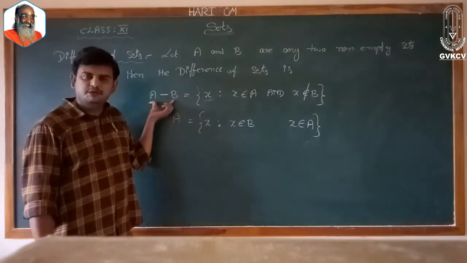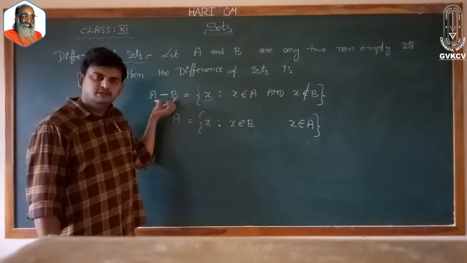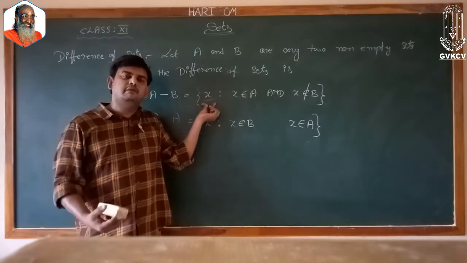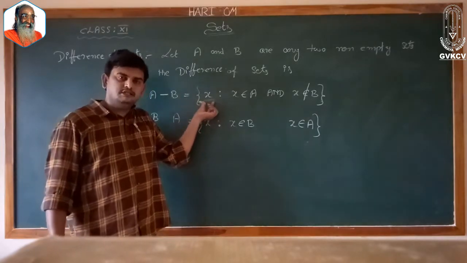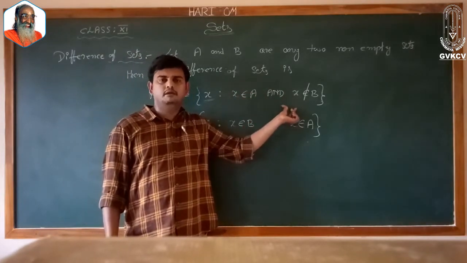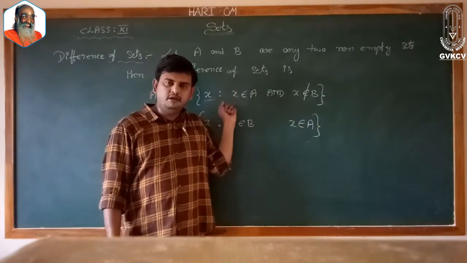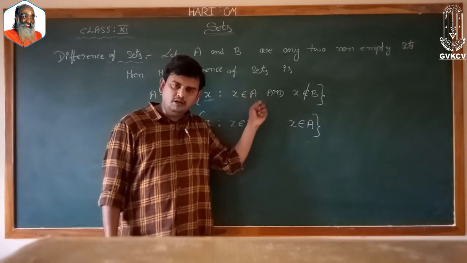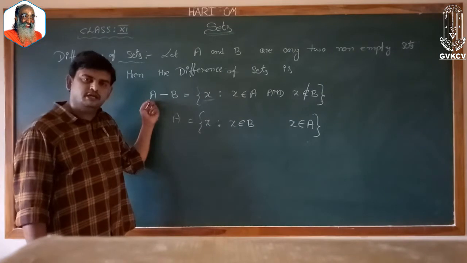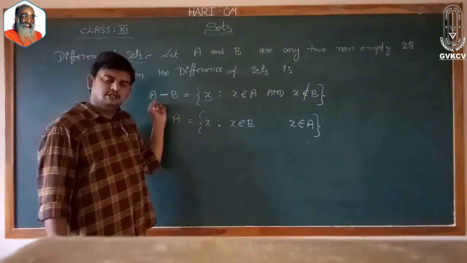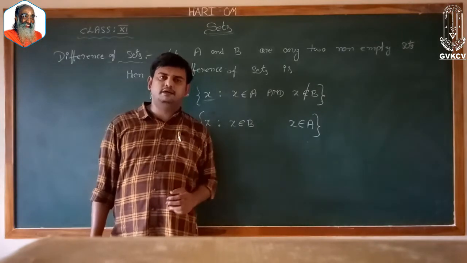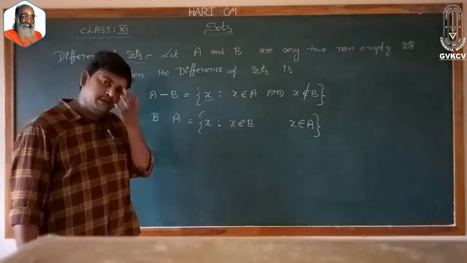So A minus B is a set, and this set has an element X. How does this element get there? This element is in A but not in B. The element X has to be only in set A, the first set. Here, what is the first set we are taking? A. So element X has to be in the first set but not in the second set. That is A minus B.